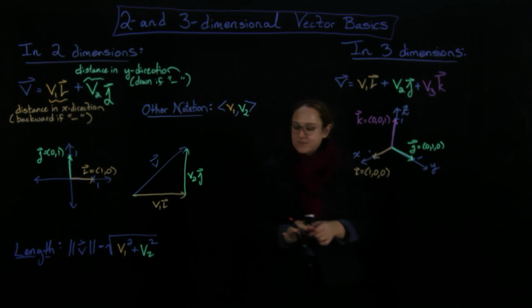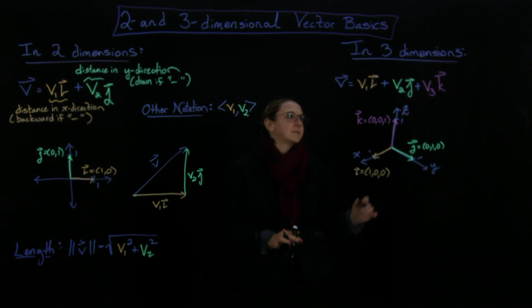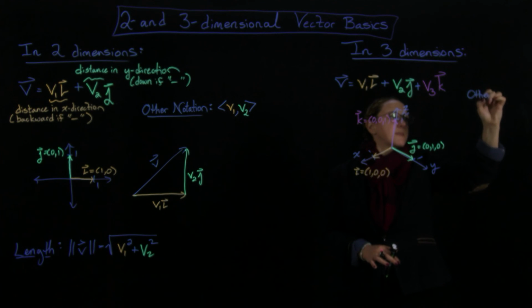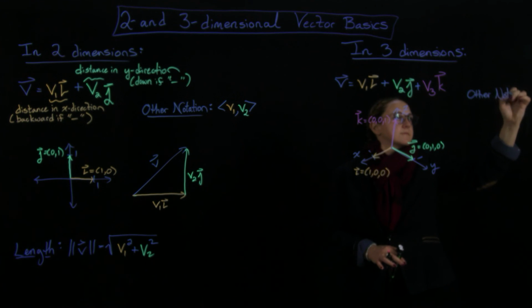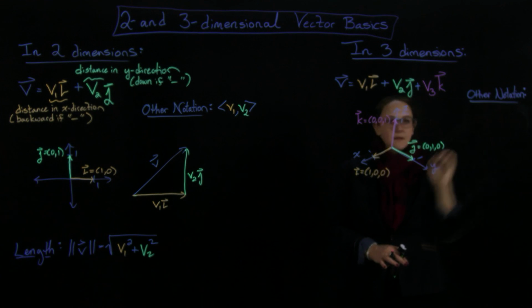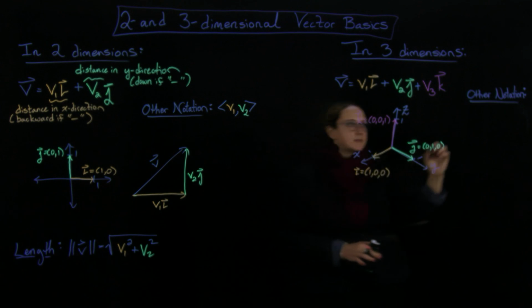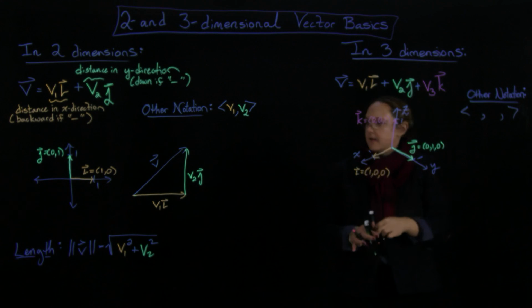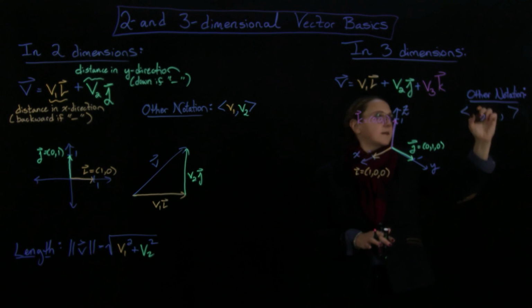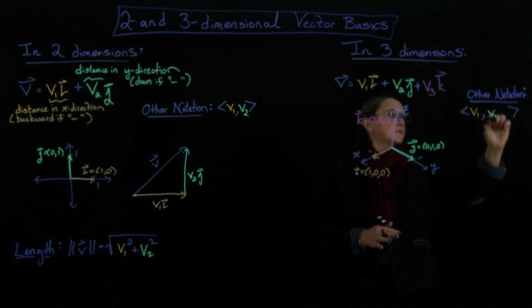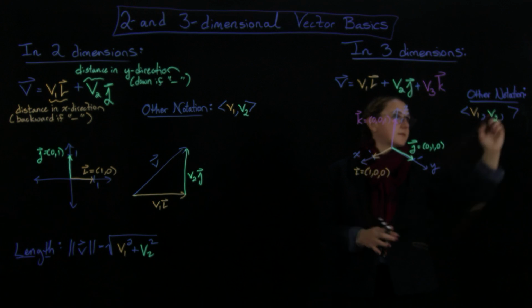Okay. So our other notation here is just this vector where I go like this. So I have v1, v2, and v3.